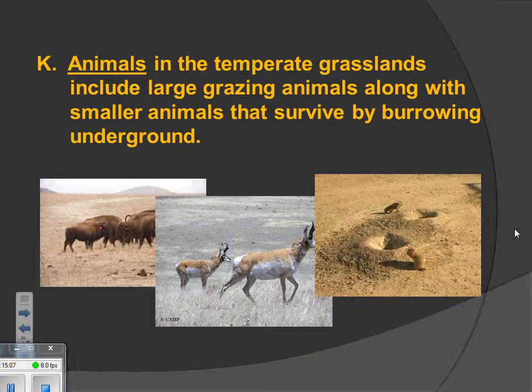You also get things like this. These are prairie dogs, and they burrow underground. If there are no trees, there's nowhere for them to hide. Especially if it's short grasses, they have to have somewhere to escape from either predators or from weather and things like that. So they tend to burrow underground.